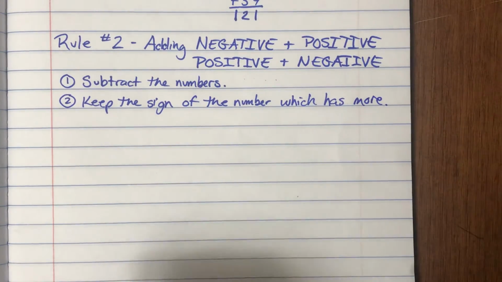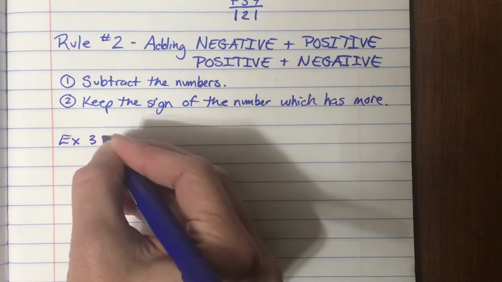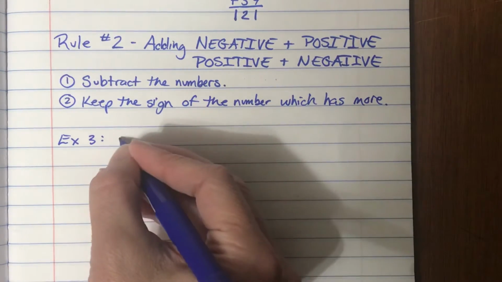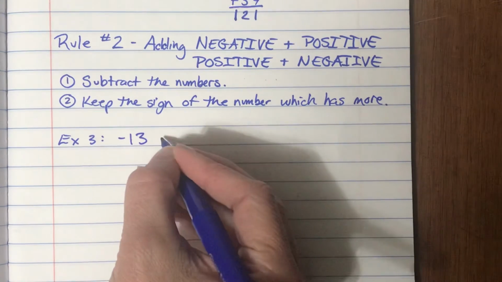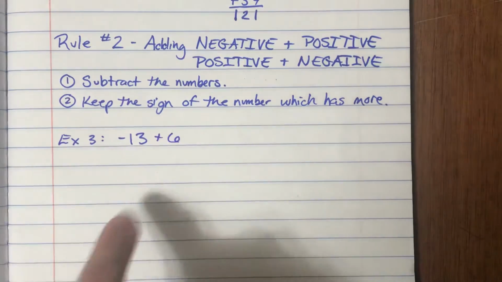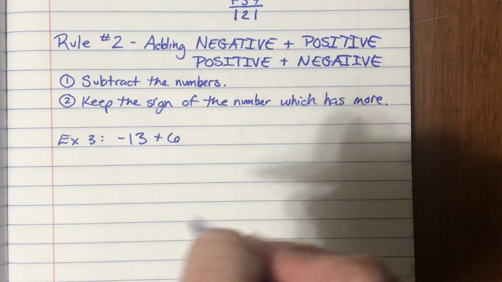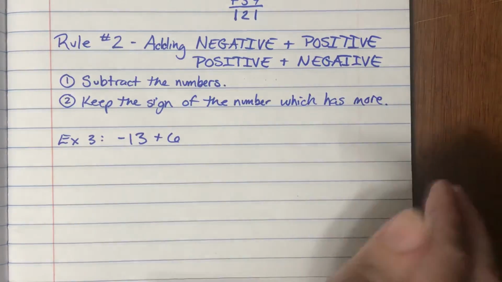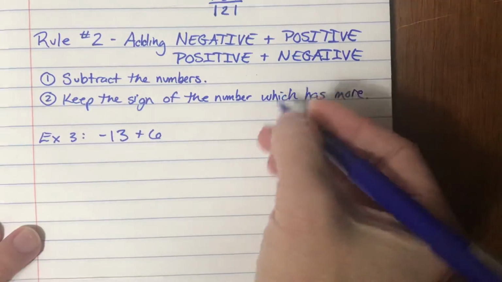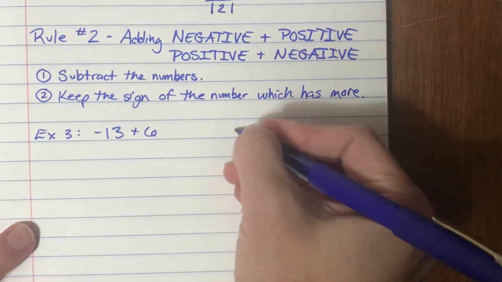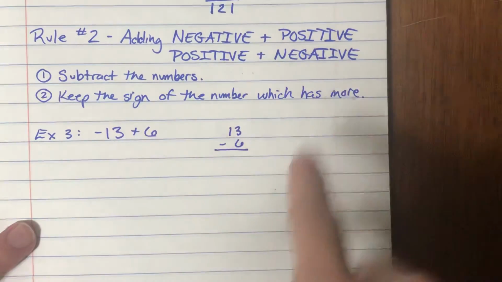All right, so let's try one. So example number 3. Let's say we have the problem, we'll start relatively nice. Let's say we have the problem -13 + 6. And again, I could draw out 13 negatives and 6 positives and mark out the positives and negatives, but I'm trying to do this without having to model. And so I'm going to use my steps. Step 1 is to subtract the numbers. So I'm going to go off here to the side and I'm going to subtract them this time instead of adding them. So 13 minus 6.